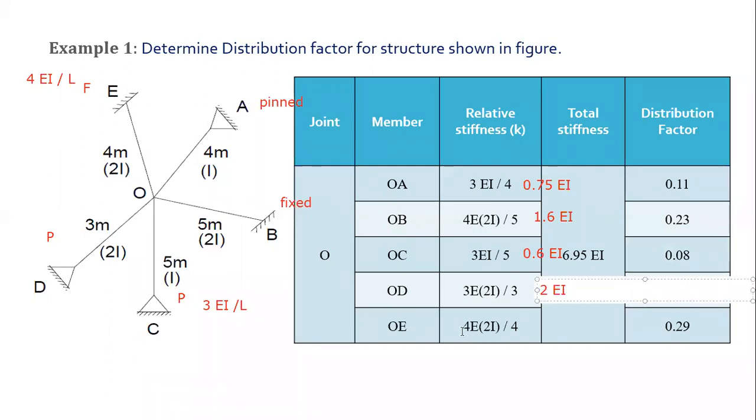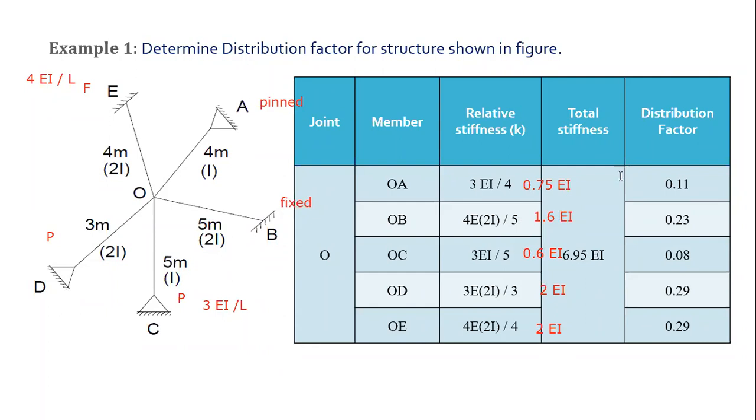And last will be 4 to the 8, 8 by 4. So again it will be 2 EI. So what happens if I'm adding it? It will be 0.75 plus 1.6 plus 0.6 plus 2 plus 2. So you will be getting 6.95. Is that clear? So I have calculated the stiffness of all members. Then I will be writing the summation of all.